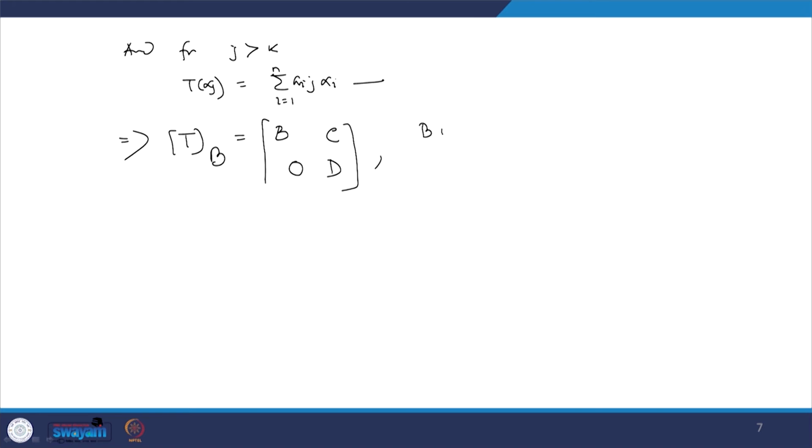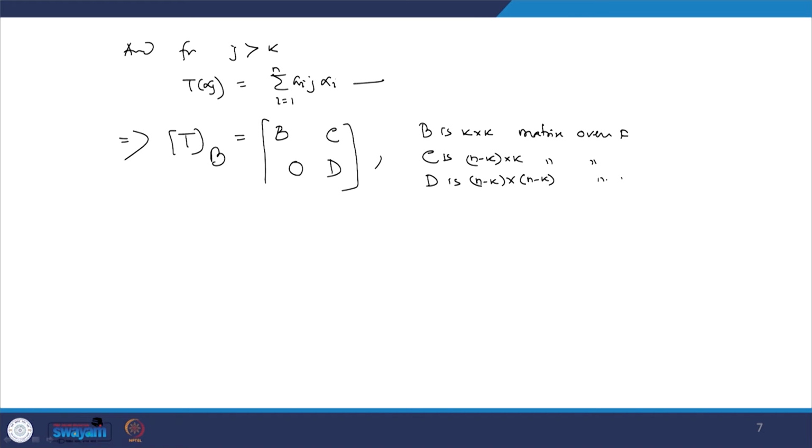where B is a K cross K matrix over F, C is an n minus K cross K matrix over F, and your D is an n minus K cross n minus K square matrix over F. So, the matrix representation will be like this.